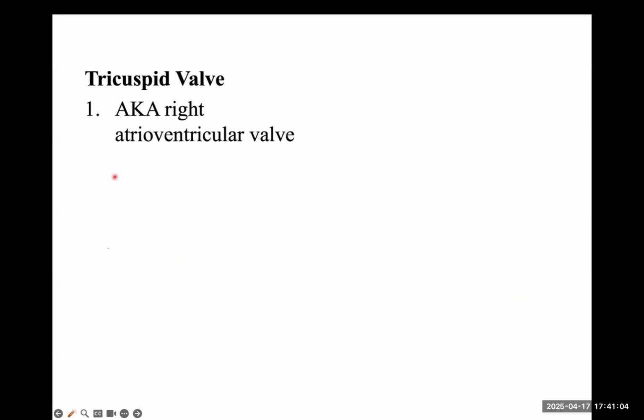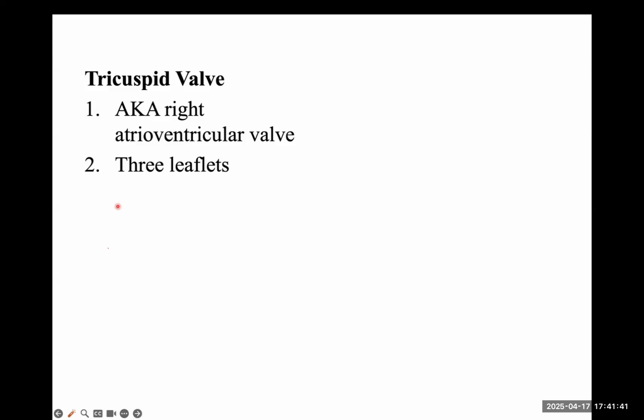First one we have is the tricuspid valve, and tricuspid is also known as the atrioventricular valve. So basically that's the valve between the atrium and the ventricle. The atrioventricular valve is the valve between the atrium and ventricle, and it's probably easy to remember that. It's called tricuspid because it has three cusps, three leaflets, and those three leaflets are called cusps, and it's called tricuspid because of that.